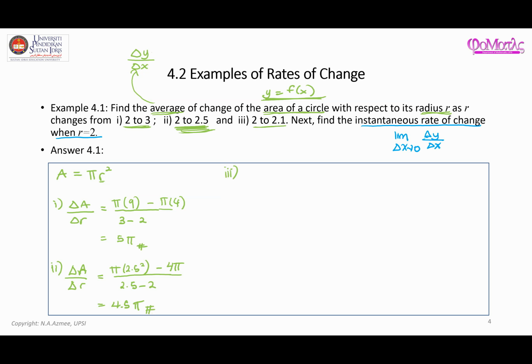On the third question, you are asked to find the average rate of change of the area with respect to the radius when the radius is changed from 2 to 2.1. So here we have 2.1 minus 2 on the bottom, and the area is pi times 2.1 squared minus 4 pi, so the final answer is 4.1 pi.